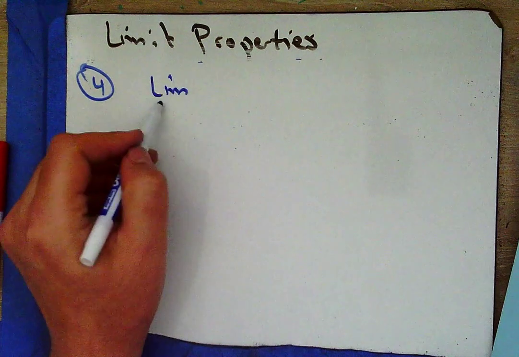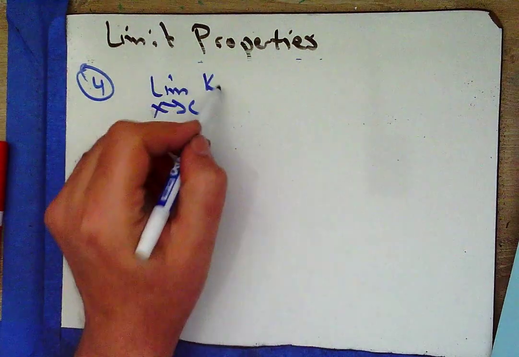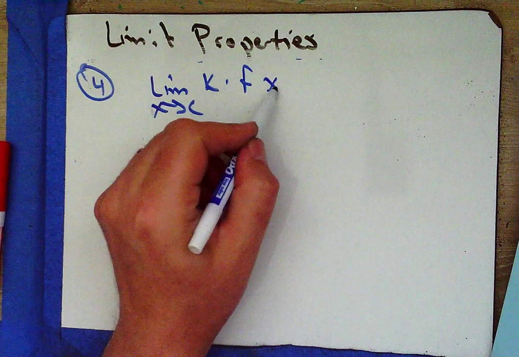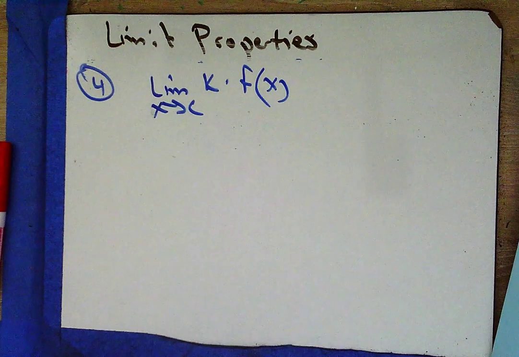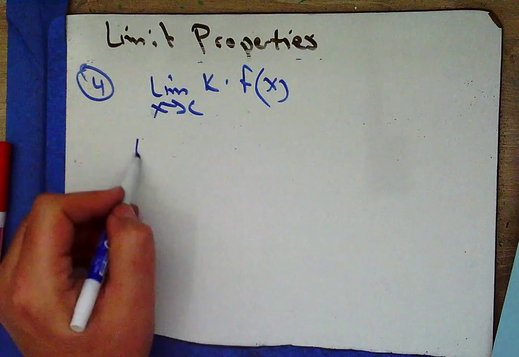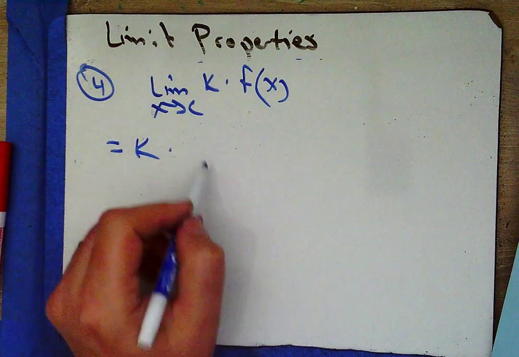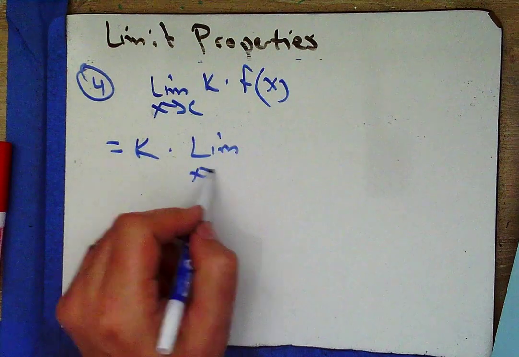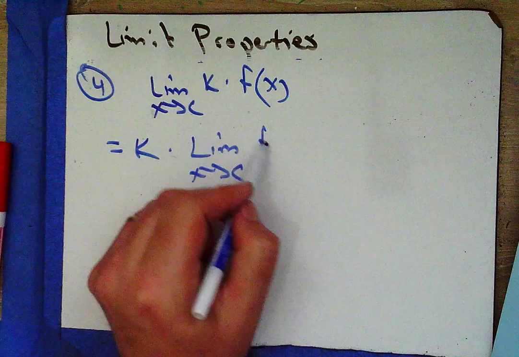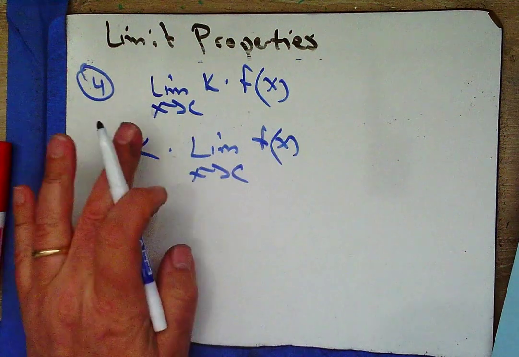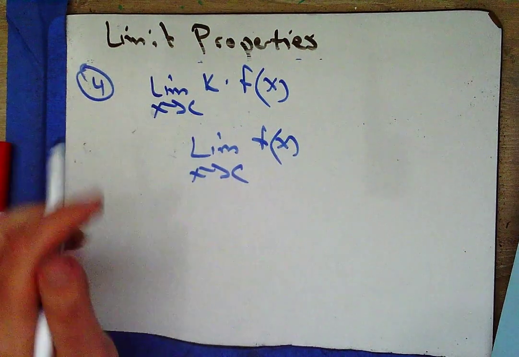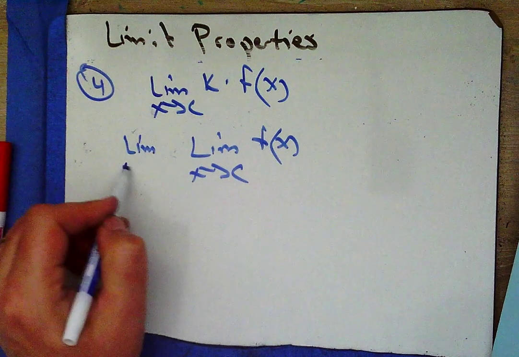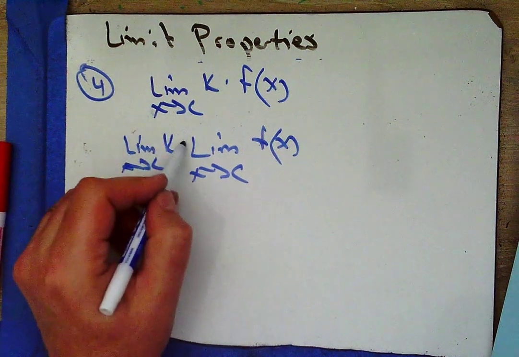And what's next? Well, instead of multiplying two functions, what if we have the limit as x approaches c of k, some constant, times f of x? Well, that's going to be easy, because that's just going to be the same as k times the limit as x approaches c of f of x. In fact, you could even write this as the limit as x approaches c of k times that limit.